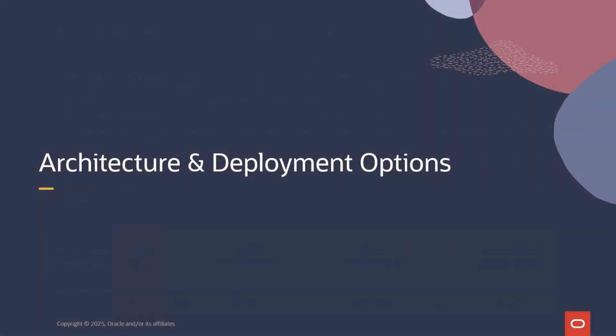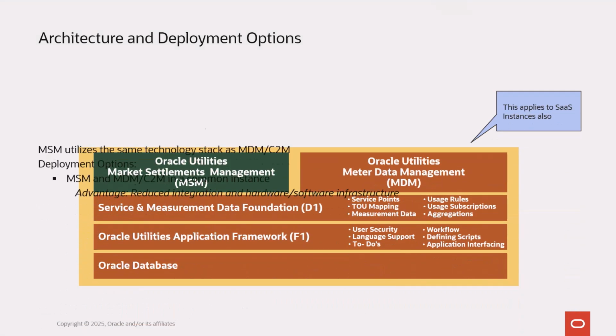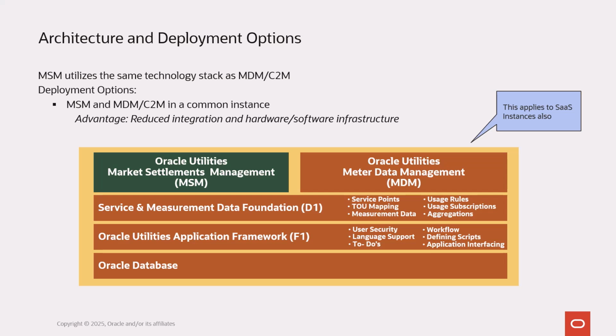Okay, next section is architecture and deployment option. Market settlement management is using the same architecture or technology stack as MDM or C2M. In case the MSM and MDM or C2M are deployed in a common instance, the main advantages for customers are to reduce the integration and the hardware software infrastructure. And with this, they can save a significant amount of money and the implementation time as well.